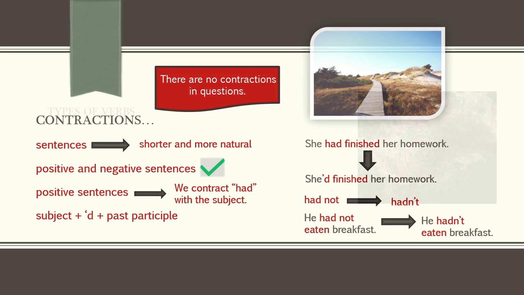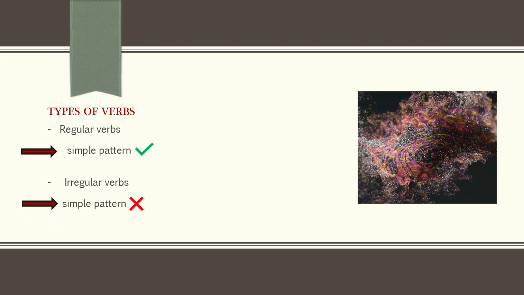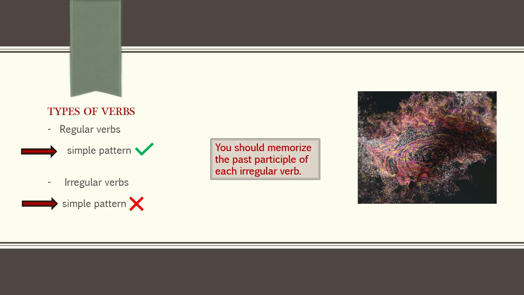Now let's talk about the types of verbs we use to form the past perfect: regular verbs and irregular verbs. Understanding these is important because the past perfect always uses the past participle form of the verb. For regular verbs, the past participle follows a simple pattern. But irregular verbs don't follow a pattern at all. That's why it's important to memorize the past participle of each irregular verb so you can build past perfect sentences correctly.